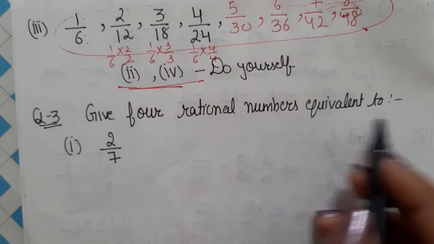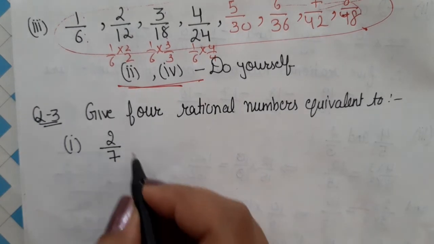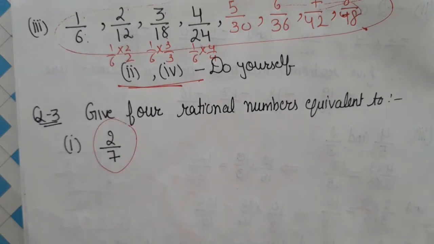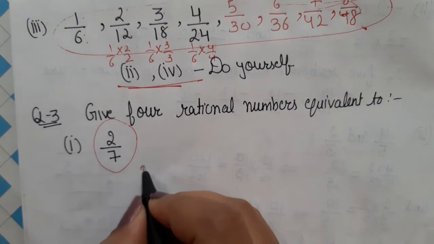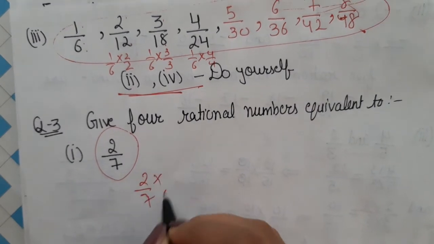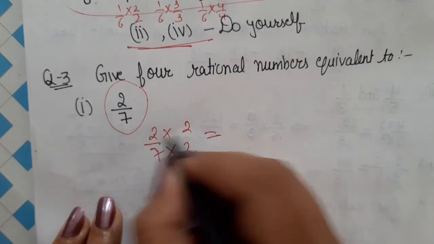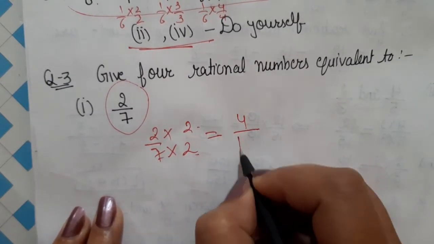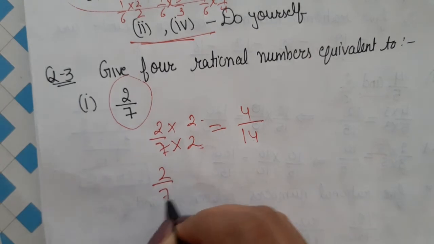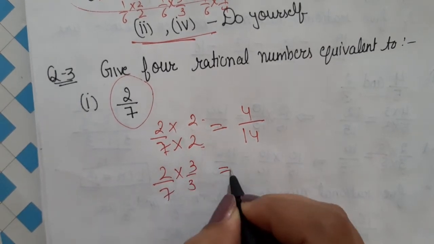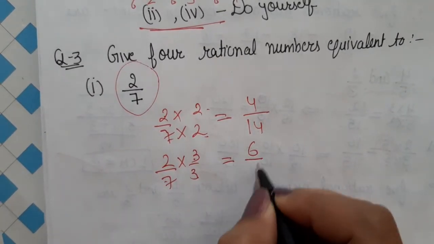Now next, third question, last question for today. Give 4 rational numbers equivalent to 2 upon 7. We have already discussed how to write the equivalent fraction. 2 upon 7, multiply the numerator and the denominator by the same number. Suppose I am multiplying with 2 upon 2. 2 2s are 4, 7 2s are 14. Now multiply this with 3 upon 3. 3 2s are 6, 7 3s are 21.